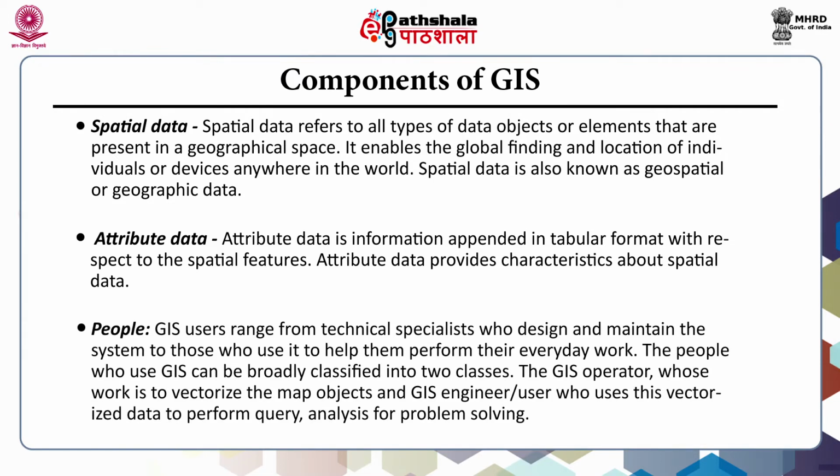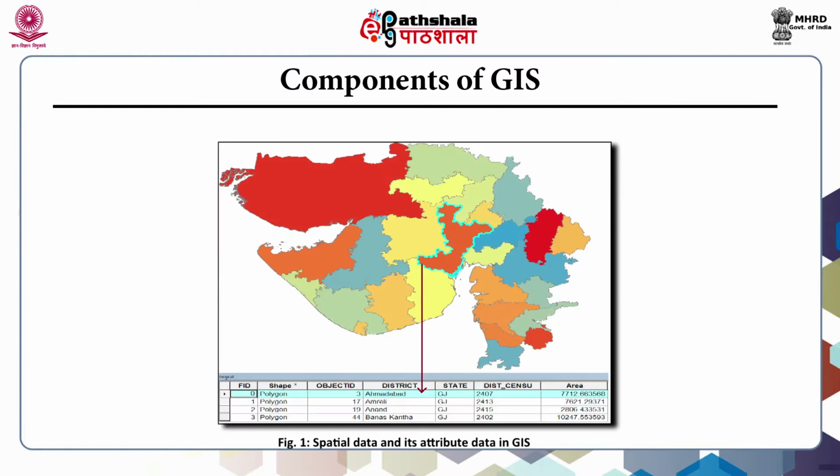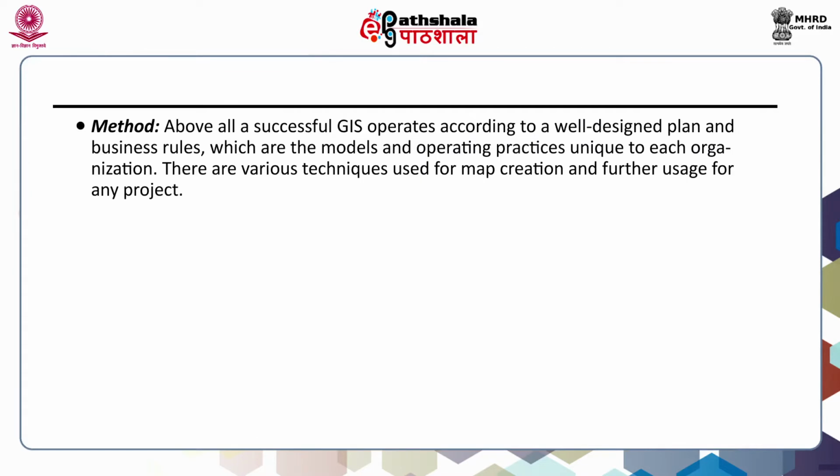People. GIS users range from technical specialists who design and maintain the system to those who use it to help them perform their everyday work. The people who use GIS can be broadly classified into 2 classes: the GIS operator, whose work is to vectorize the map objects, and GIS engineers or users who use this vectorized data to perform query analysis for problem solving. In slide number 10, this figure shows the different data elements in geographical space and also the attribute data related to the spatial features.